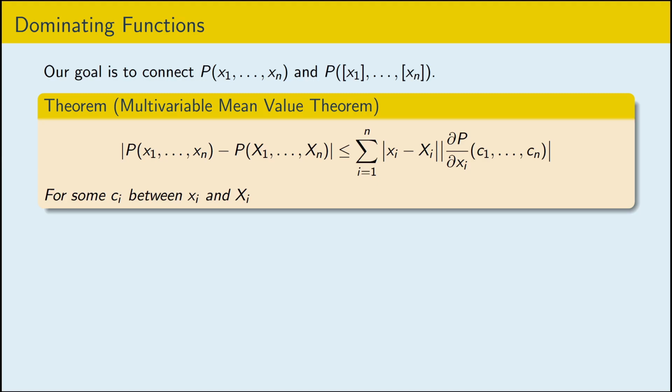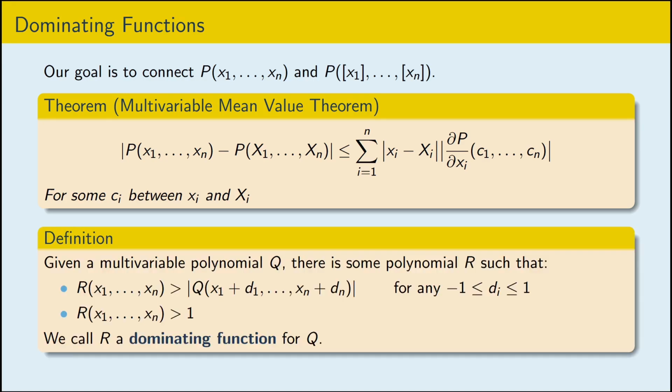And we don't really know what c is other than the fact that it's somewhere between lowercase x and uppercase X. So really what we want is some upper bound on these partial derivatives on all points nearby lowercase x. So given a multivariable polynomial q, and you should be thinking of these partial derivatives here, we want to find some polynomial r such that not only is r at any one particular point larger than q at that particular point, but also larger than q at nearby points, if we vary any of the inputs by up to plus or minus 1. And we'd also like to ensure that r is always at least 1, just to make some things work out nicely later on.